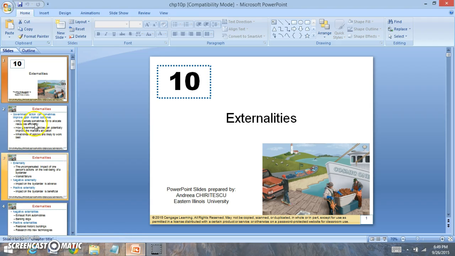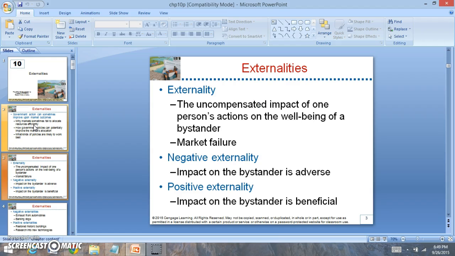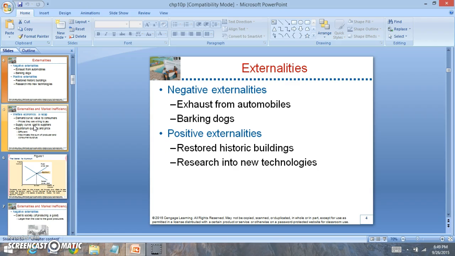So let's go over some of the topics with externalities. Externalities are a cost or benefit to a third party. When we focus on externalities, we're looking at the role of the government and why externalities are present in the market. There are 2 types of externalities: a negative externality and a positive externality. A negative externality is a cost to a third party, whereas a positive externality is a benefit to a third party. Examples of negative externalities are exhaust from an automobile, pollution, barking dogs. Positive externalities are when you clean up a neighborhood, new technologies, education.